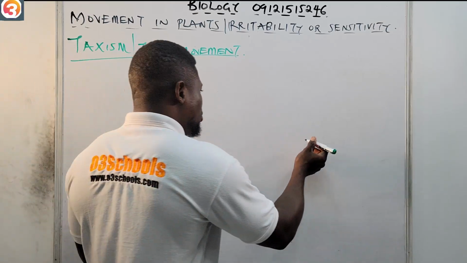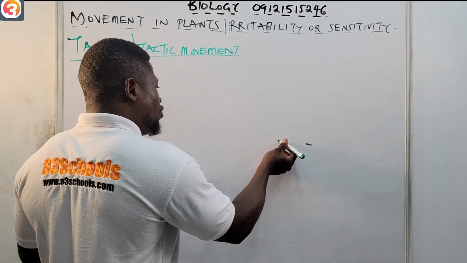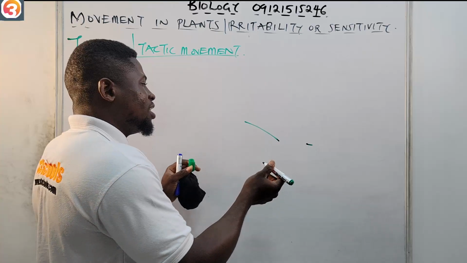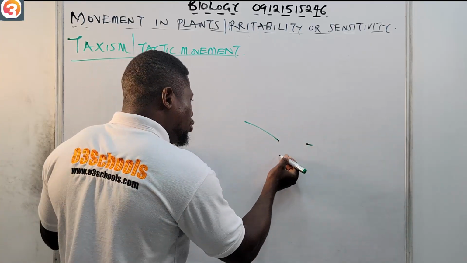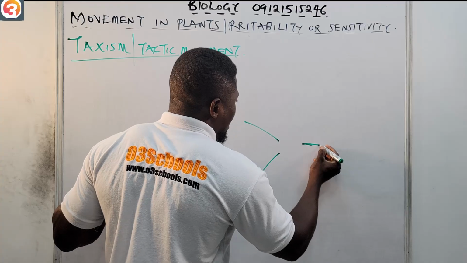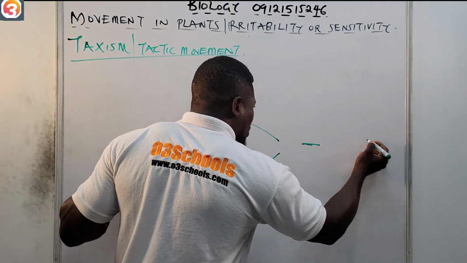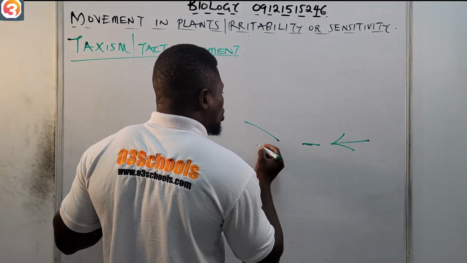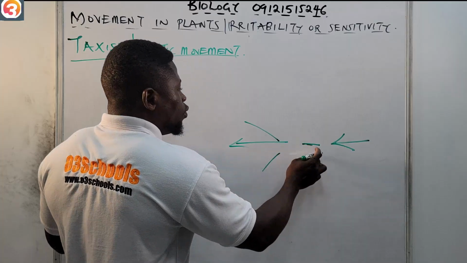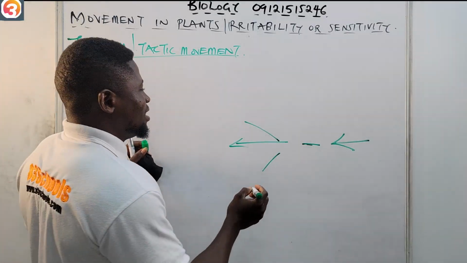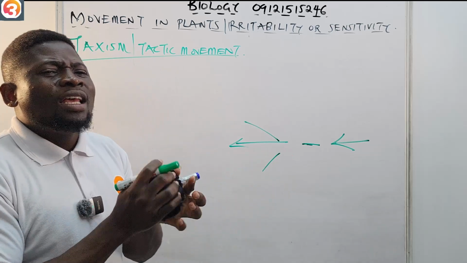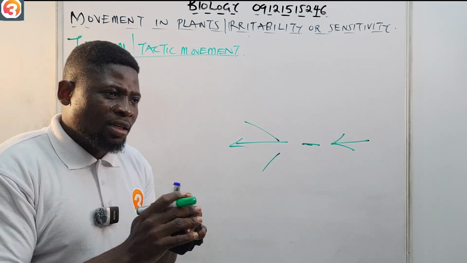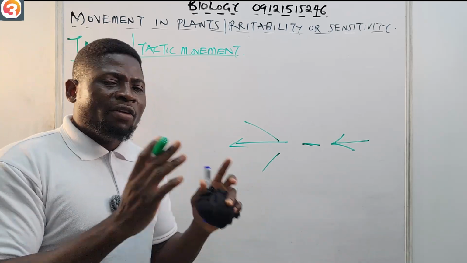So there's a stimulus, and either the whole organism moves, or part of its freely moving part moves, either towards the stimulus, in this direction, or away from the stimulus. So that is what taxism is: the movement of a whole organism or its freely moving parts towards or away from a stimulus.